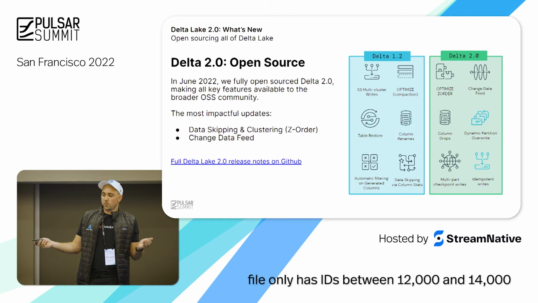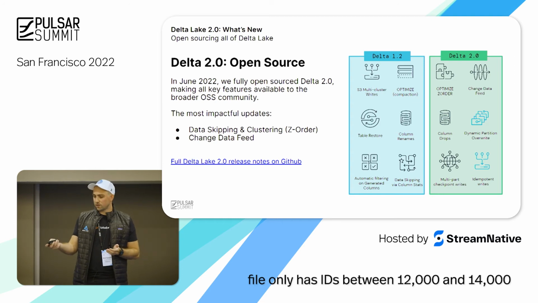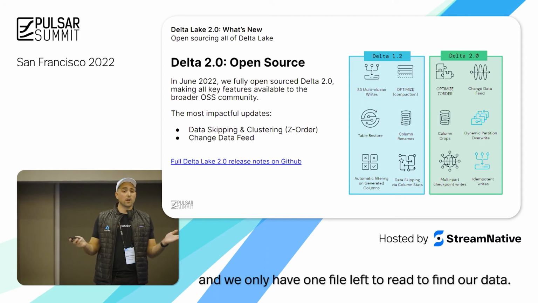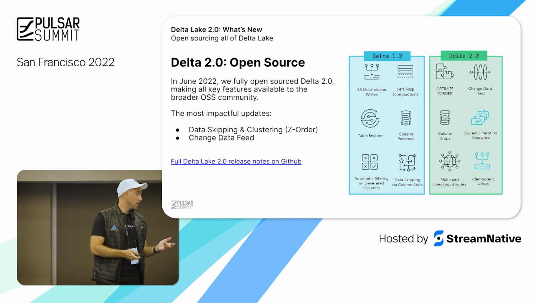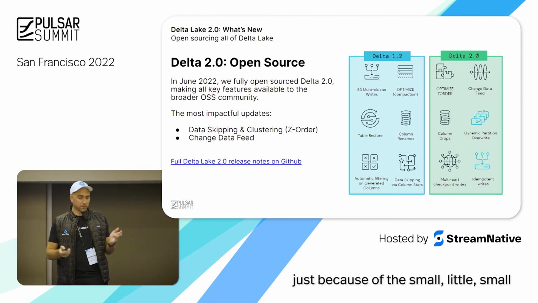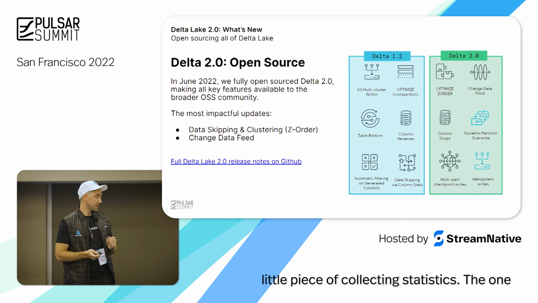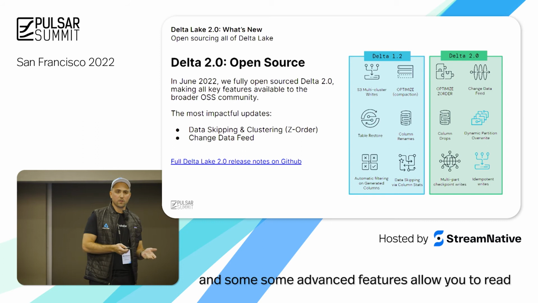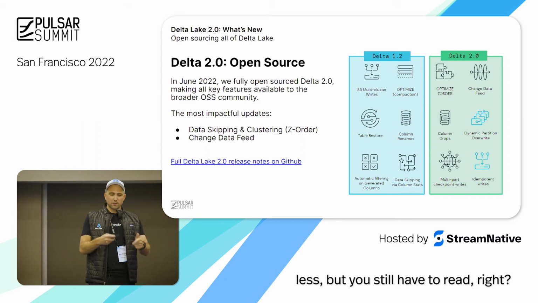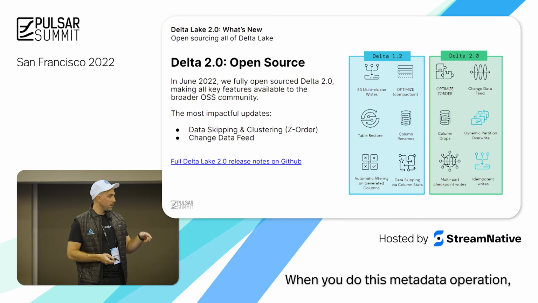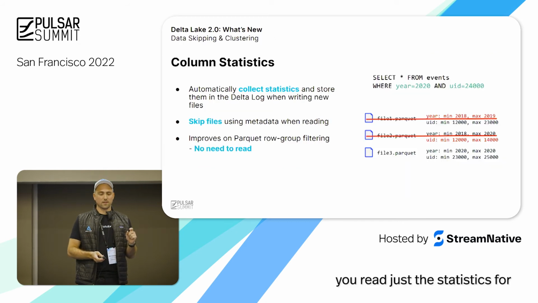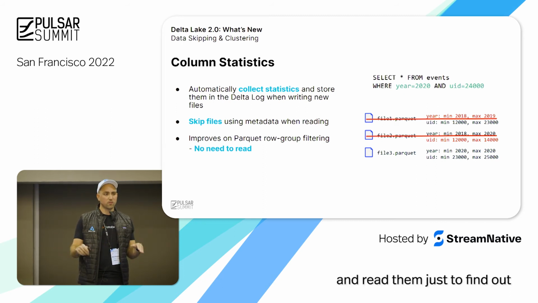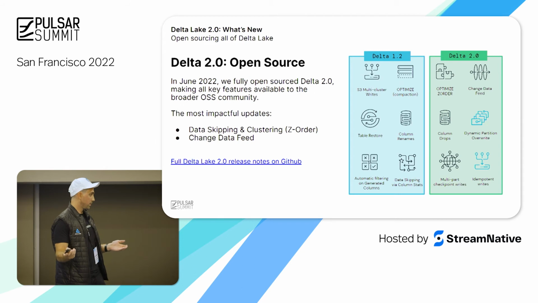And the second file only has IDs between 12,000 and 14,000. And since the predicate is and, we need both conditions. The unique ID cancels that out, and we only have 1 file left to read to find our data. So that's 66%, all gone, just because of this small little piece of collecting statistics. The one last note is, of course, Parquet has row group filtering and some advanced features that allow you to read less, but you still have to read, right? When you do this metadata operation, you read just the statistics for the entire table all at once, so you don't actually have to go to the separate files and read them just to find out that you didn't need to read them in the first place.